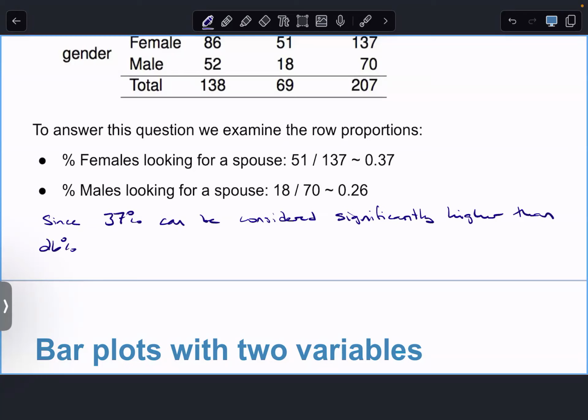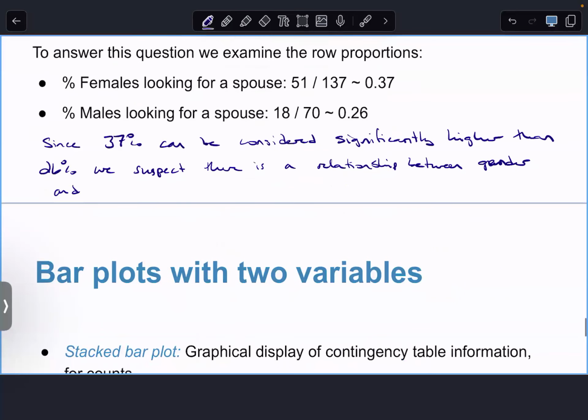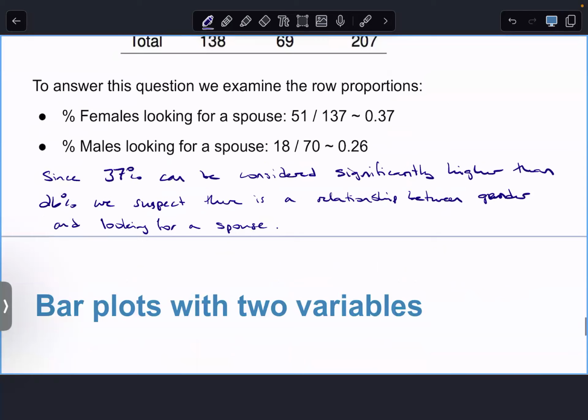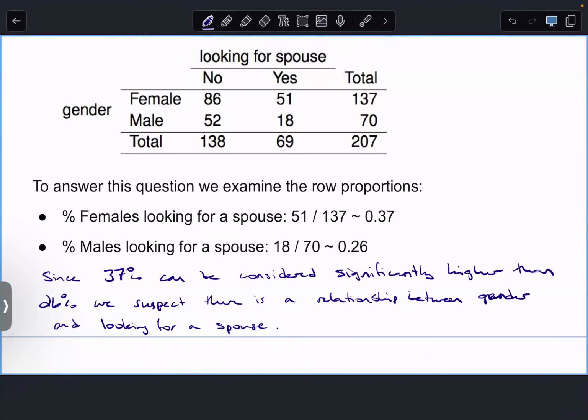And 26%, we suspect that there is a relationship between gender and looking for a spouse. On the flip side, right, if they're essentially the same, then knowing the gender doesn't tell you if they're looking for a spouse, which means that there's no relationship there. Right? Nice.